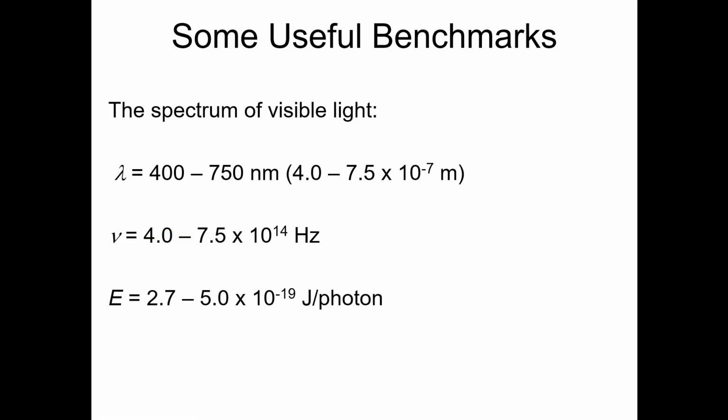And the energy range of visible light is going to be simply this multiplied by the Planck constant, which is 2.7 to 5 times 10 to the minus 19th joules per photon. So if you're working with a question that's asking you about something that's occurring in the visible wavelength, these are the sorts of answers you should be expecting to see. This would be your range for wavelength. This would be your range for frequency. This would be your range for energy. Things outside of these ranges, and you're talking about some other kind of electromagnetic radiation besides visible light.